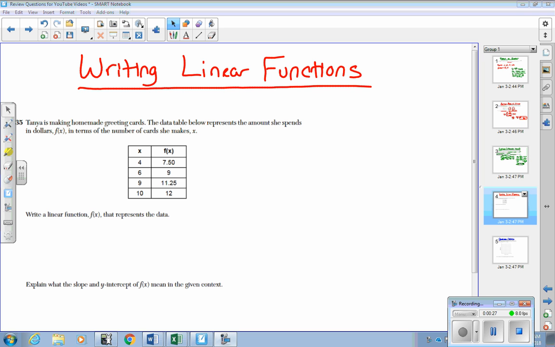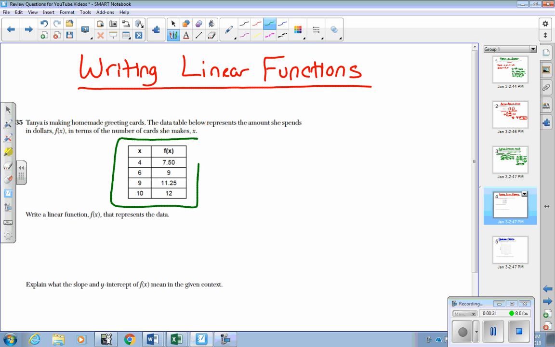So all we have right now is a table. So we have a table representing our function, and we have to get a function written based on that. Now, linear functions are based on this formula. And we need to figure out our rate of change, or our slope, and we need to figure out where our equation starts. Where does it hit the y-axis, the y-intercept?